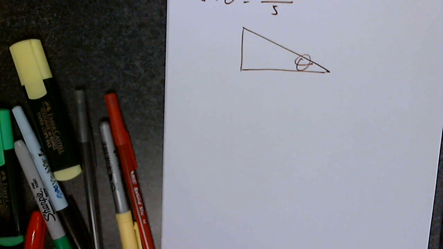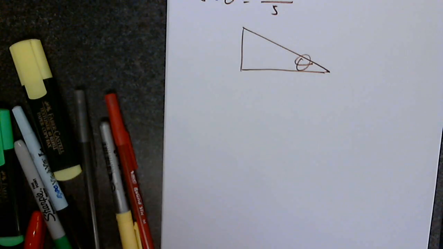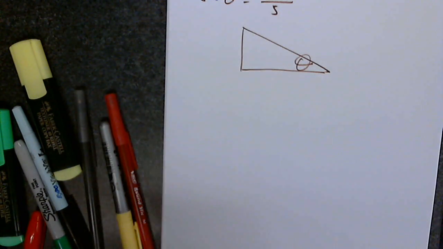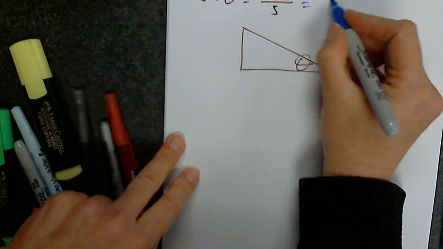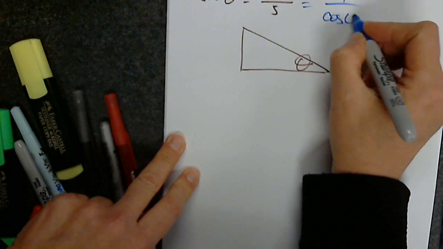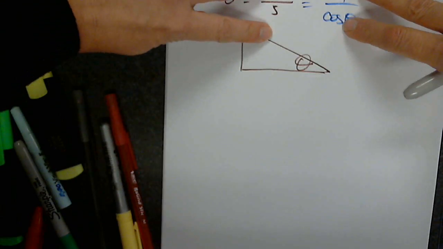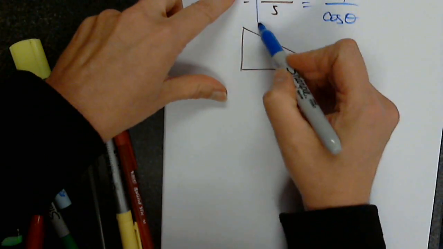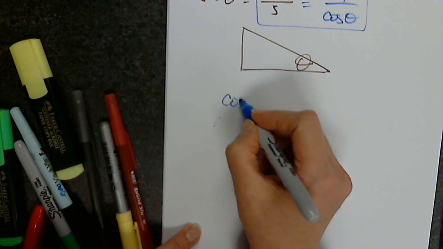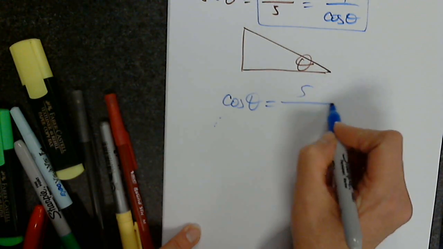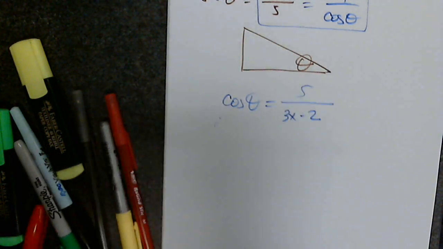What do I know about secant? Secant is a sophisticated trig function, but it depends on sine or cosine, or both. It's 1 over cosine theta. So now I will flip both sides of this proportion. I will flip both sides. So then I get that cosine theta equals 5 divided by 3x minus 2.